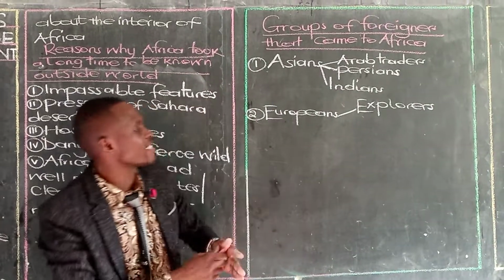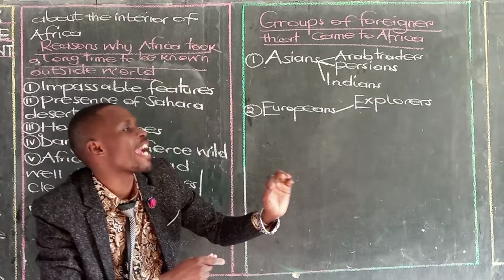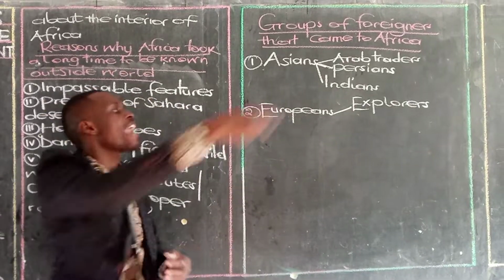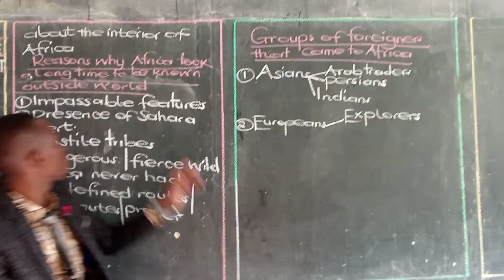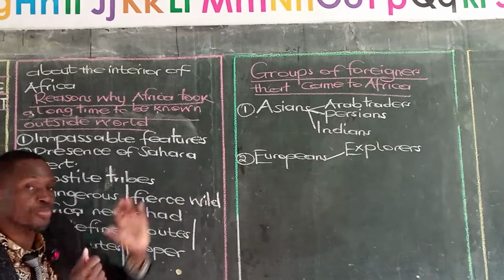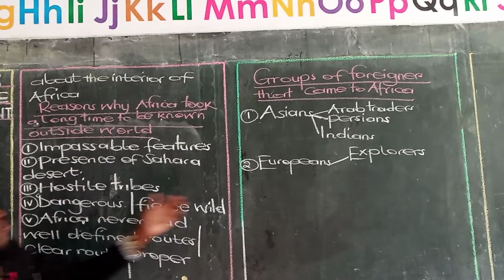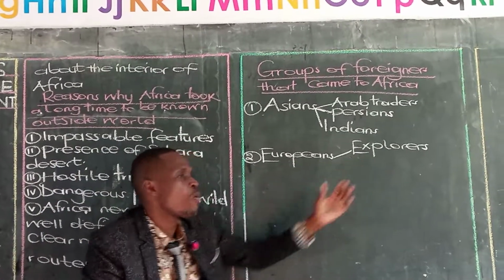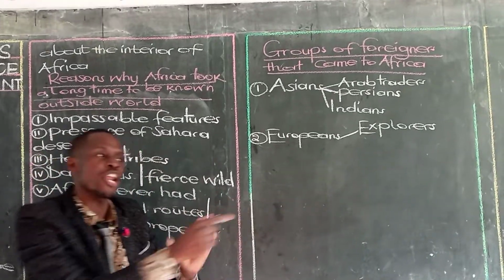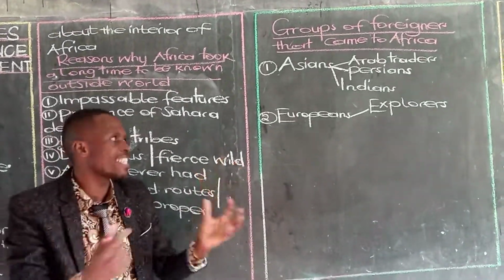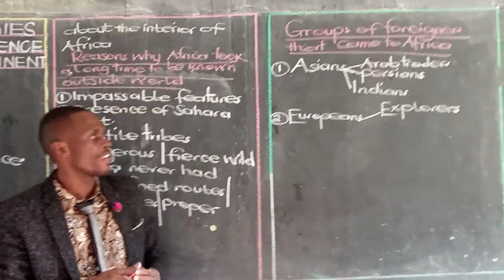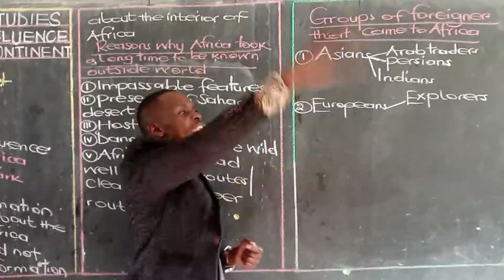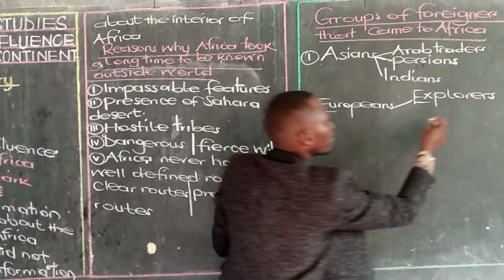Don't forget that it is these explorers who helped to expel mysteries and lies about Africa. Europeans stopped calling Africa a dark continent because of the coming of explorers who helped to carry out expeditions and traveled all over Africa and gathered necessary information about the African continent, and hence expelling fears and lies about Africa.